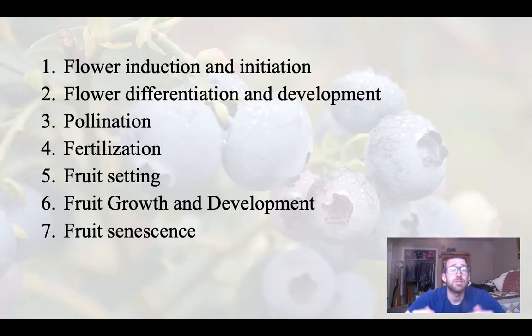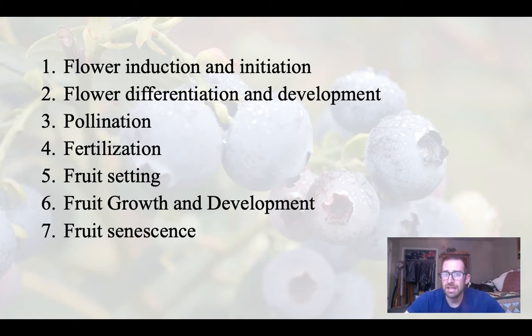Okay, so in today's lecture, we are going to be covering these 7 topics, right? We're going to start with flower induction and initiation, what causes our flowers to develop; flower differentiation and development; pollination; fertilization; fruit setting; fruit growth and development; and then we're going to end with fruit senescence.